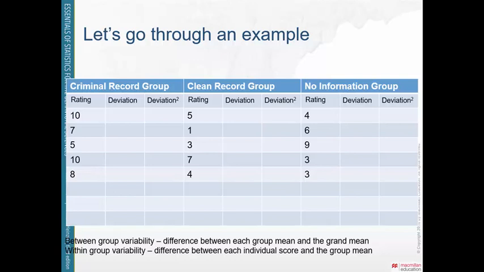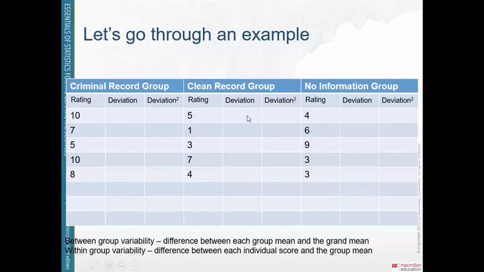They were told they were jurors. They were given information about a defendant and a crime the defendant was supposed to have committed, and then they needed to rate how guilty they felt the defendant was. All the information that was given to the jurors was the same, except in one group they were told that the defendant had a past criminal record. In another group, they were told that the defendant had a past clean legal record. And the third group, there was no background information given about the defendant's past legal history. So in that case, we've got a criminal record group, a clean record group, and a no information group.